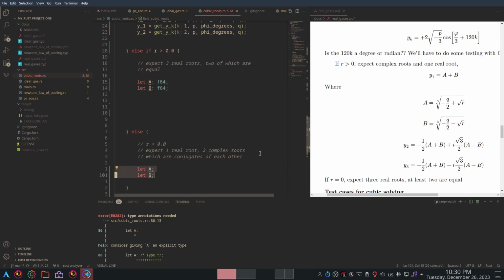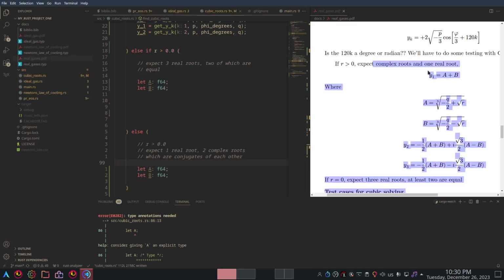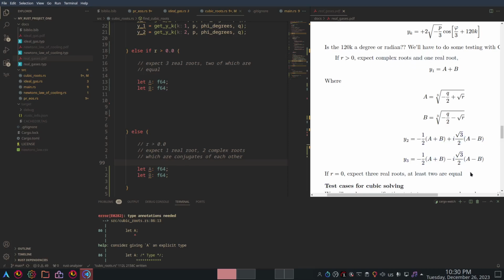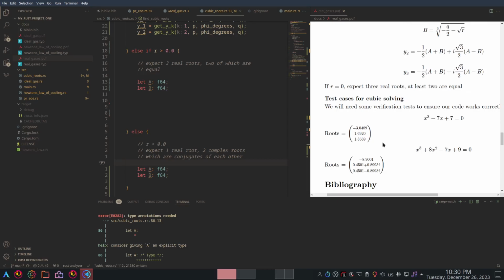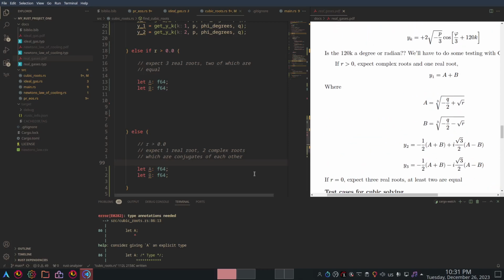14 down. Okay. Let me just do the R more than 0 case first. If R more than 0, expect complex roots and one real root. We are not interested in complex roots, so I'm not going to bother with them. I'm only interested in the one real root in this case. I don't want to do the complex number. Right, so let's just do the one real root.